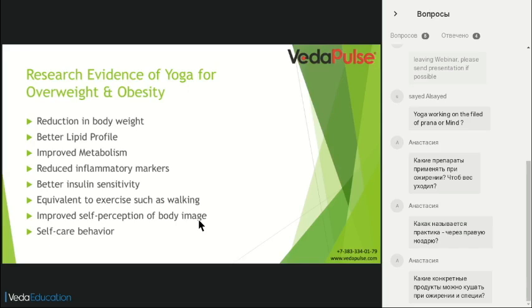And also, this is very interesting because yoga helps in enhancing the self-care behavior. Meaning, you are at a party where you could choose two different kinds of foods, and if you're doing yoga, you would be choosing the food which is good for you rather than not taking care of your own self.